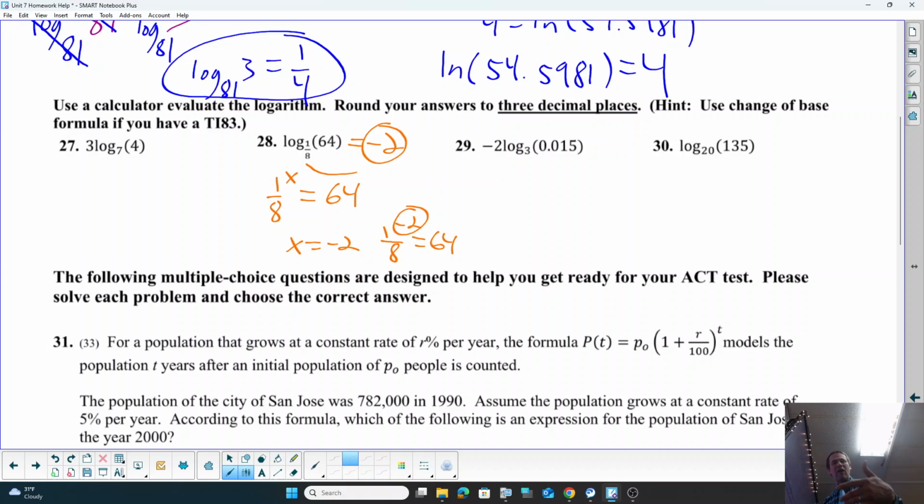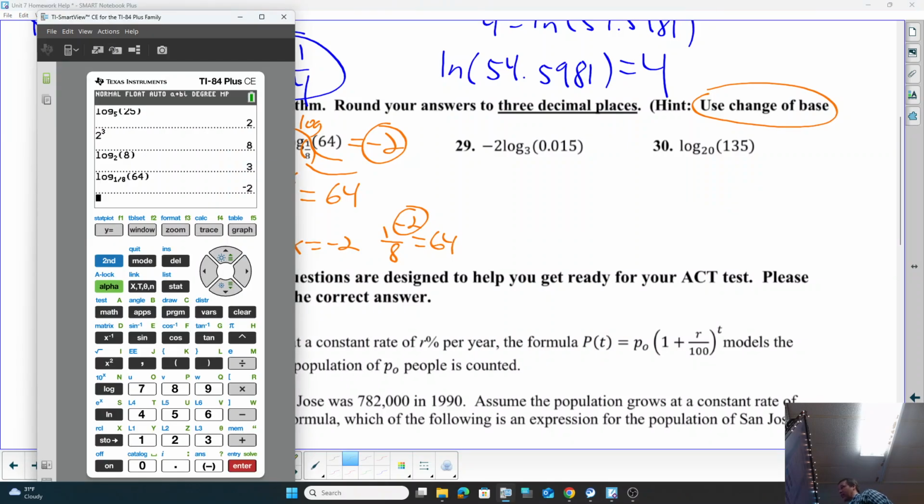And then the last way to do it, if you have a TI-83 or your 84 doesn't have that special log base, is to do the change of base feature. The change of base basically goes like this: you draw a line down the middle, and then you use the log on the top and the bottom. Use base 10 is what you're actually using. So just the log button is actually base 10. And I'm going to prove it to you.